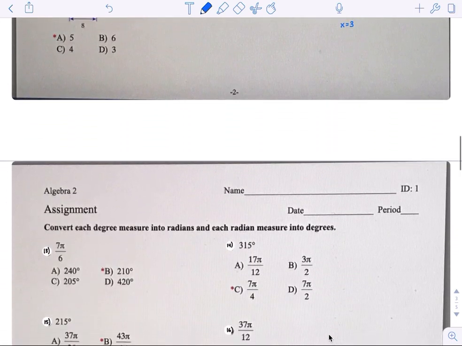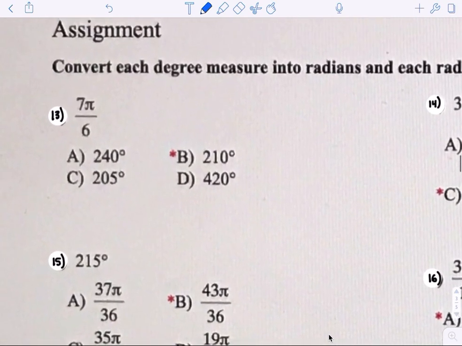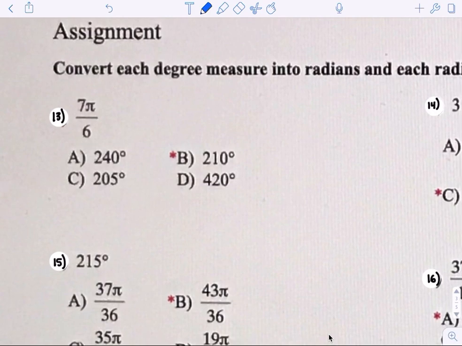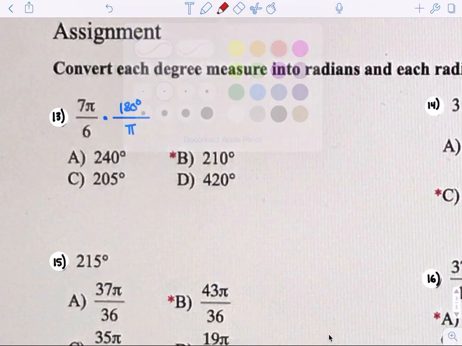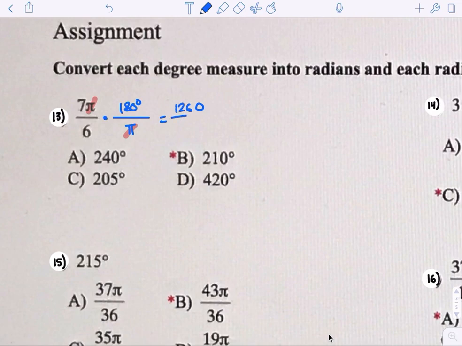Alright, so this is the new topic we went over today, guys. So this is converting degrees to radians and radians to degrees. So right here we have radians, so that means on the bottom will be pi and on the top will be 180 degrees. Now it's time to cancel, so we can cancel off the pi's from one another. And now let's just solve for this. Well, 7 times 180, you guys, is 1260 divided by 6. And 1260 divided by 6, you guys, is 210 degrees. So there's that one.